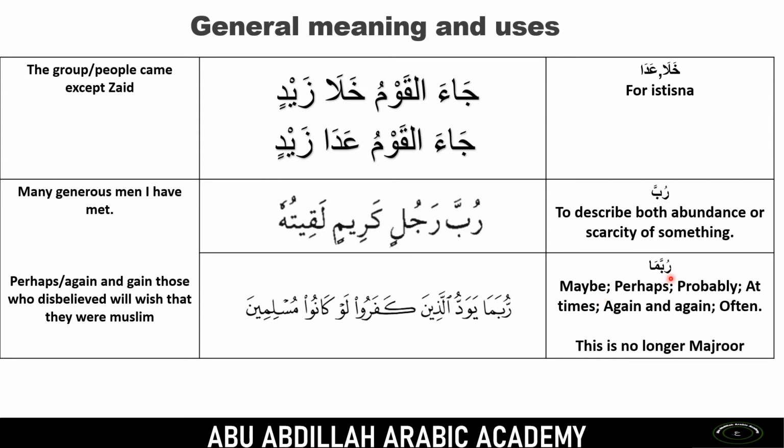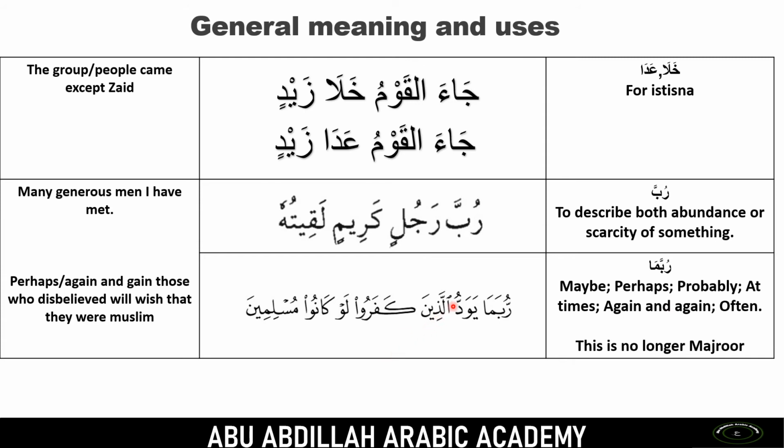Now sometimes what happens is, to rubba we add ma, so it becomes rubbama. There are two main meanings of rubbama. One would be the meaning of maybe or perhaps or probably, something similar to that. That is one of the very common meanings of rubbama. Another meaning is again and again, often, or at times. So it would either be used in the meaning of maybe, perhaps, probably, or the second meaning would be again and again, repeatedly or often.